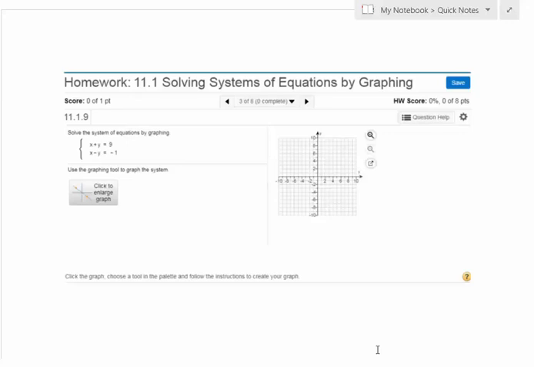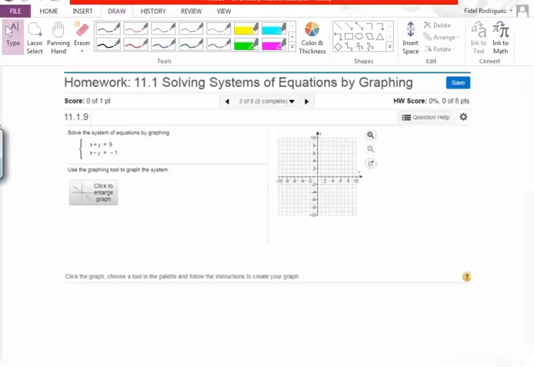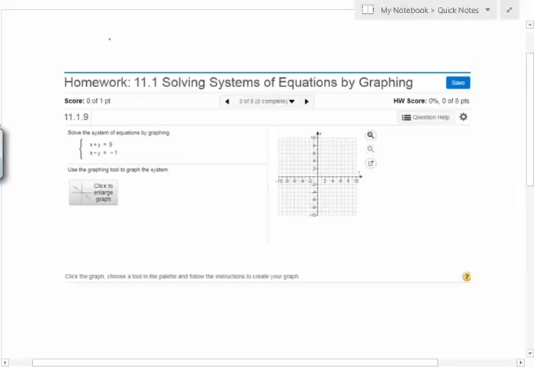All right, so the problem that we have here is number 3. If you notice, my problem is slightly different from yours, but the idea is going to be the same. Remember, before I do any graphing, what I really want to do is get my equation in the form y equals mx plus b. So I'm going to look at this equation here.